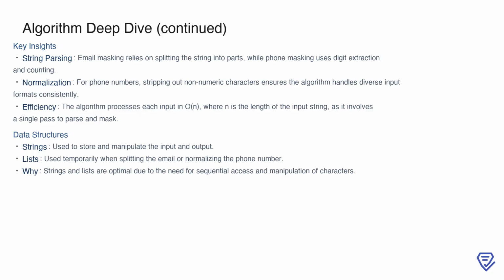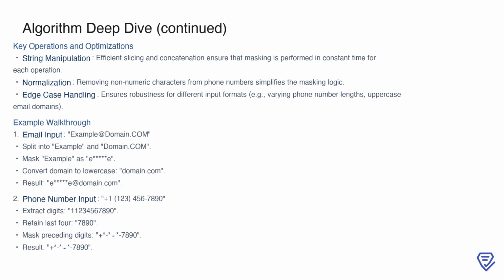The algorithm also leverages simple yet effective data structures like strings for input manipulation and lists for tasks like splitting and normalization. These choices ensure the algorithm is both fast and resource efficient, making it well suited for practical applications. The algorithm's implementation is optimized through careful use of string manipulation and normalization techniques. String slicing and concatenation allow masking operations to be performed efficiently, while removing non-numeric characters from phone numbers simplifies the overall logic. Robust handling of edge cases further enhances the algorithm's reliability, ensuring it can accommodate inputs with varying formats, such as different phone number lengths or uppercase email domains.